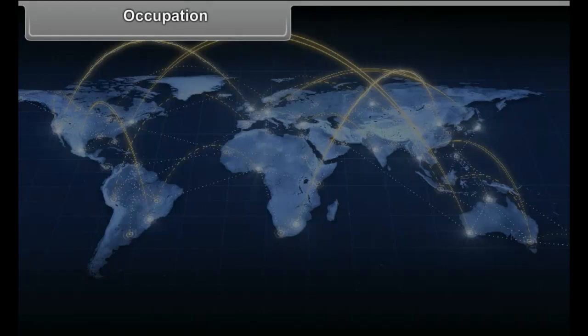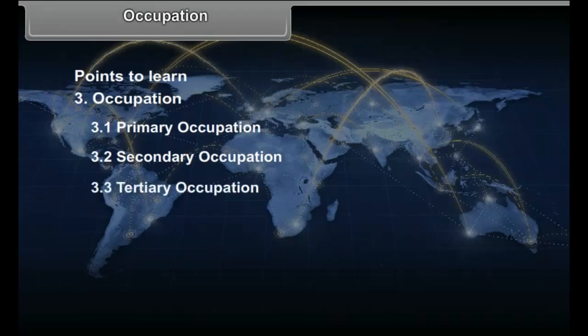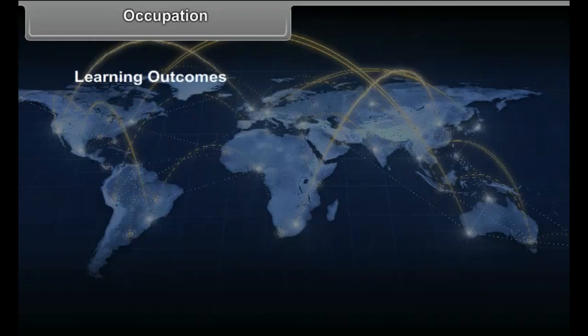Chapter 3, Occupation. Points to learn: 1. Primary occupation, 2. Secondary occupation, 3. Tertiary occupation, 4. Quaternary occupation.